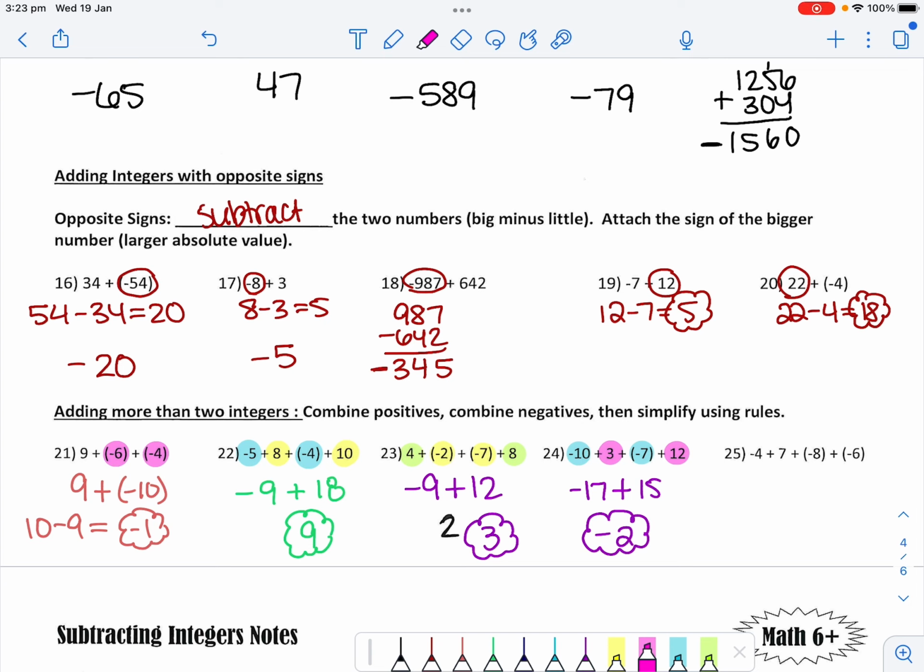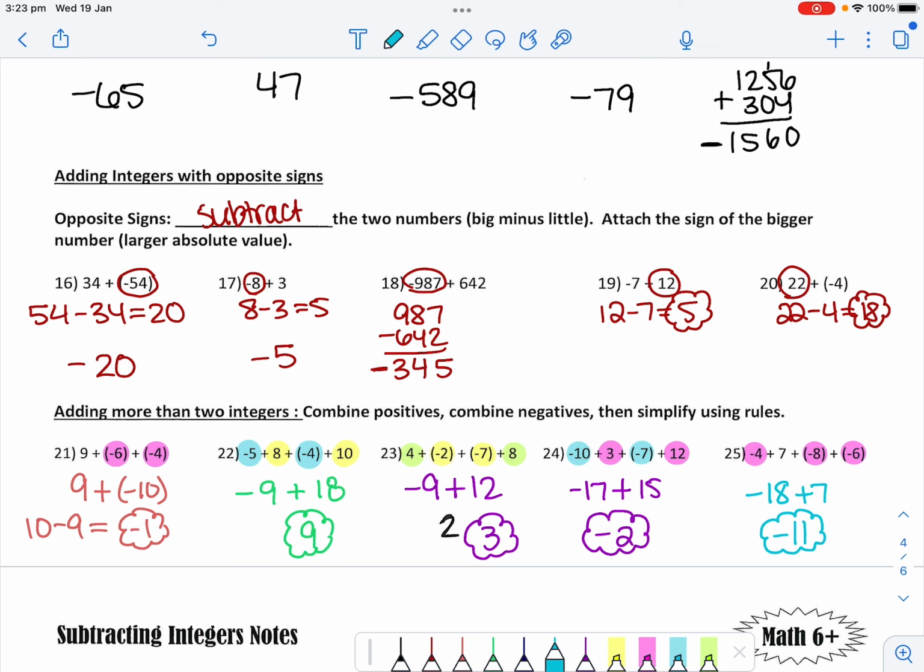This last one, I've got 3 negatives, so negative 4, negative 8, and negative 6. And then I'm going to add 7 to that. So negative 4 plus negative 8 is going to be negative 12. Negative 12 plus negative 6 is negative 18 plus 7. 18 minus 7 is 11, and the 18 is the one that's negative, so that's what my sign is going to be.